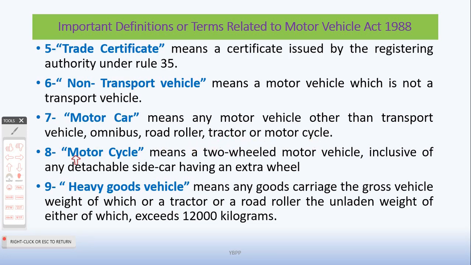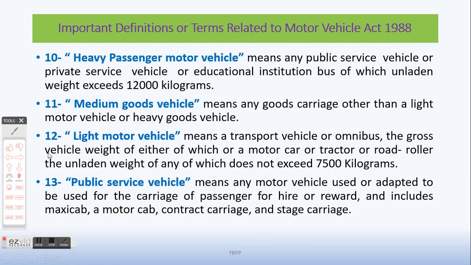The next definition is motorcycle. Motorcycle means a two-wheeled motorcycle inclusive of any detachable sidecar having an extra wheel. So motorcycle is also the vehicle which is used by the handicapped person. Then heavy goods vehicle means any goods carriage the gross vehicle weight of which, or a tractor or a road roller, the unladen weight of either of which exceeds 12,000 kilograms. So this weight is important. Heavy goods vehicle means weight is 12,000 kilograms.